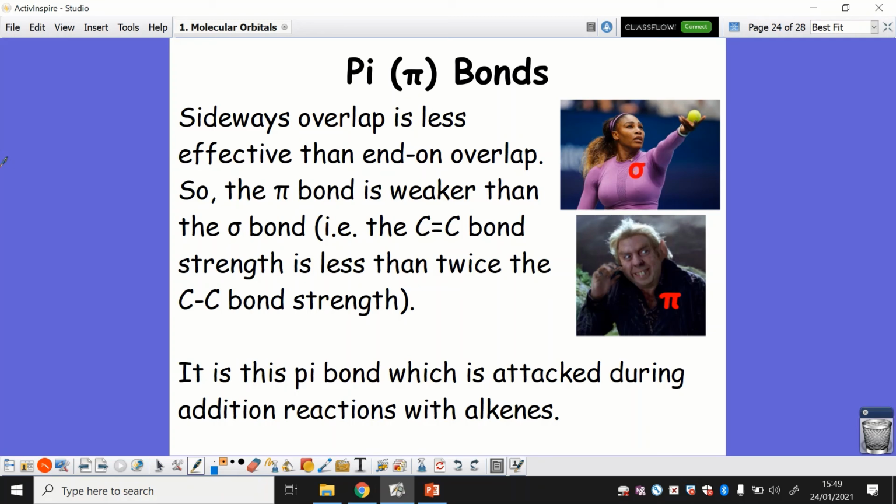So that is why the carbon-to-carbon bond strength, the bond enthalpy, is less than twice that of the carbon-to-carbon single bond strength. And when an addition reaction, which we're going to look at when we look at synthesis, takes place, it is the pi bond that is attacked first because it is the weaker. But that will all make more sense in a few weeks' time when we look at synthesis.